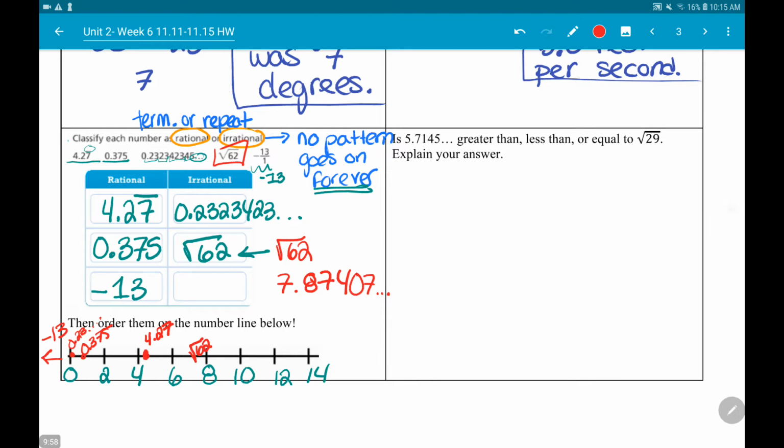All right, last question, because this video is getting quite long, but it has a lot of important stuff in it. Is 5.7145 greater than, less than, or equal to square root of 29? First, we need to figure out what is the square root of 29. All right, so when I plug that into my calculator, I see that it is 5.38516, and it goes on forever. It's irrational.